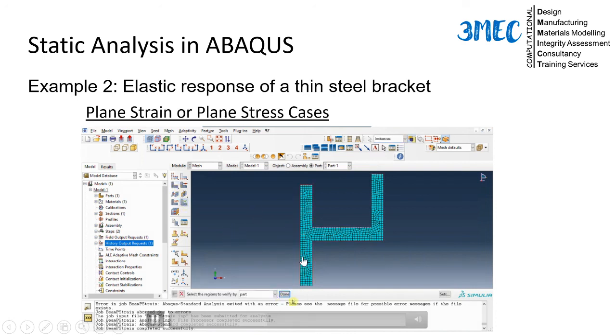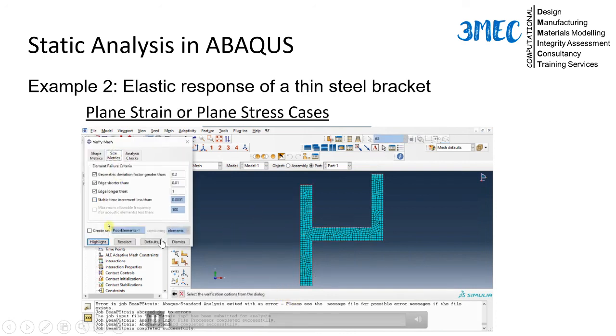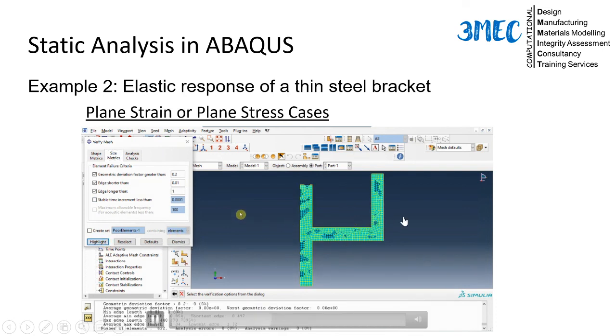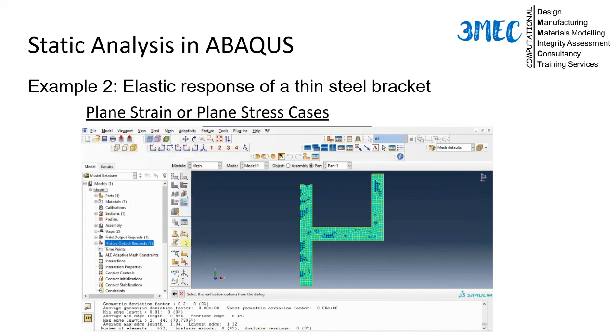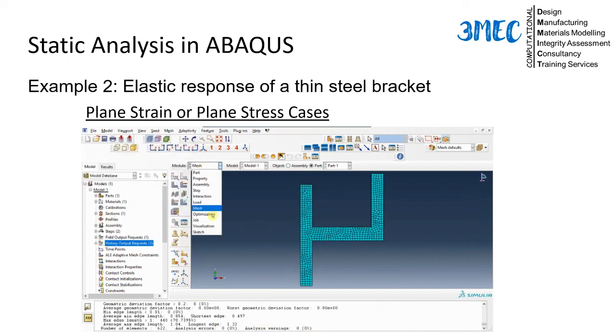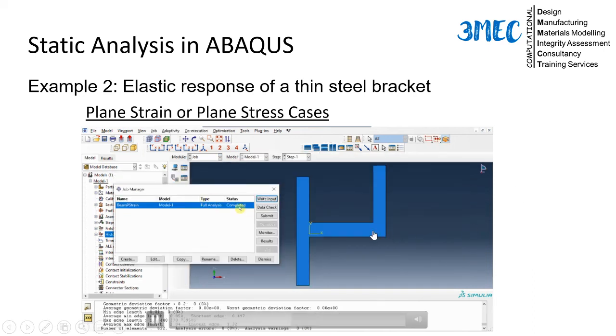After meshing, I can do the verification as well as I did for the other ones. So again, you can see there are some element problems, but again, you can play around with that. I told you in the previous video how you can do that. So again, you can play around with controlling the meshing. Then I just go to the job module, create a job and run it. Right, so this is how you will run your plane strain problem, for example.